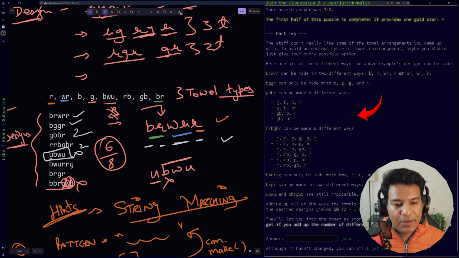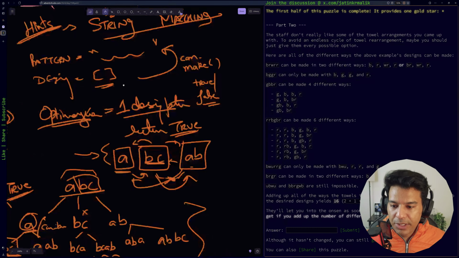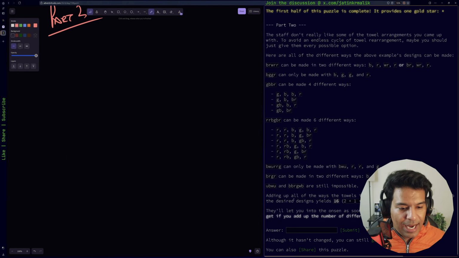Similarly, we are given another example, RRBGBR, which has 6 different ways. And obviously those 2 patterns, UBWU and this one, are still impossible because we are not changing the way we are making the pattern. But what the question wants us to do, if I go back, is add up all the ways the towels in these examples could be rearranged into the desired designs, which yields 16.